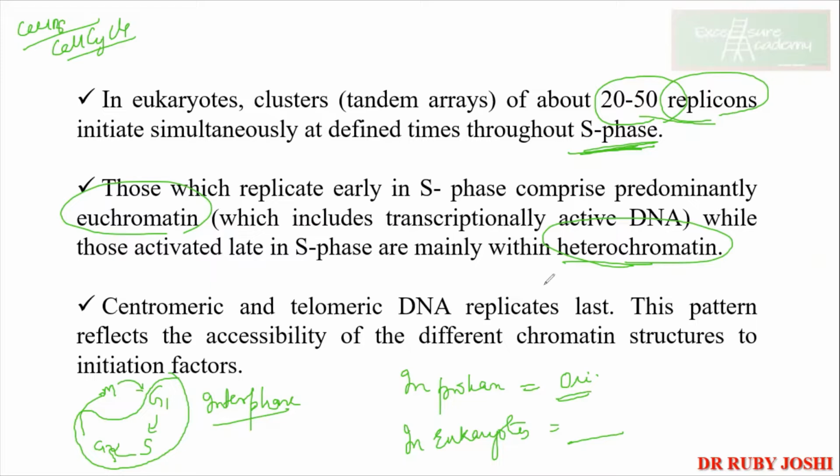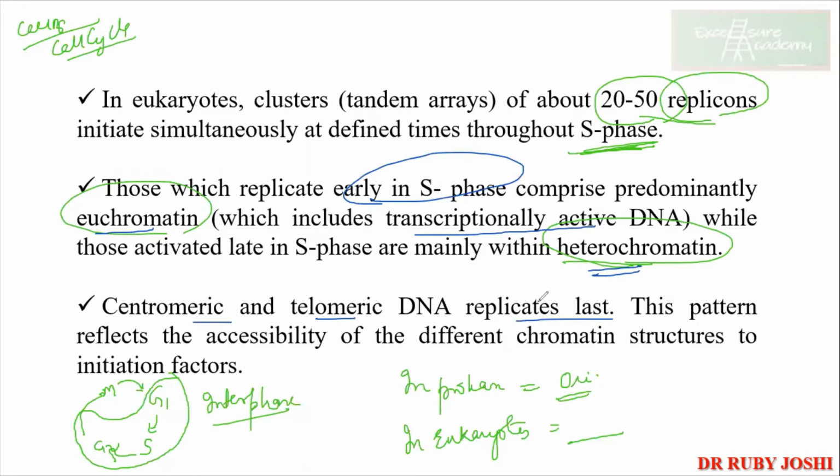So very good, Shruti. Euchromatin regions are those which are transcriptionally active, right? Now they are saying that those which replicate early in S phase comprise predominantly euchromatin regions. So of course they are going to be transcriptionally active. Now what kind of genes are going to be active early in S phase? And as already given, centromeric and telomeric regions come under the heterochromatin, so the centromere region as well as the telomere region are going to replicate at the last.